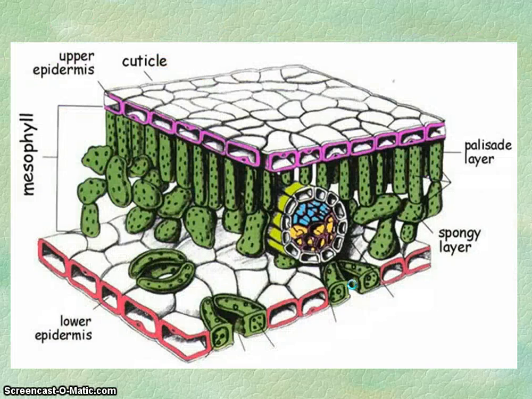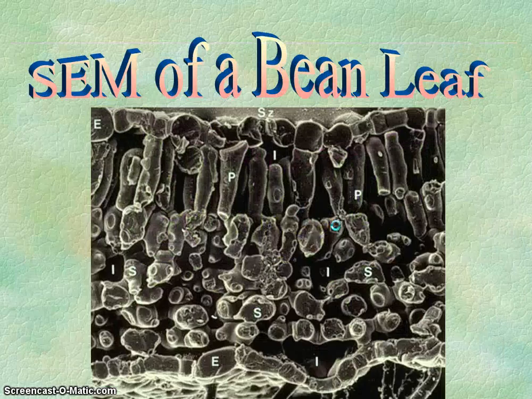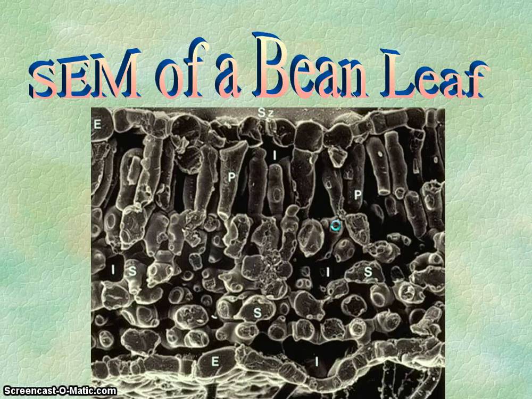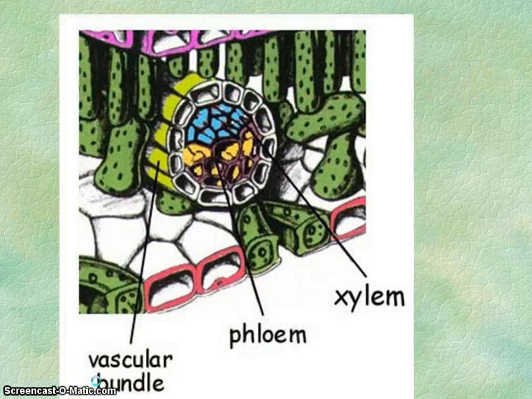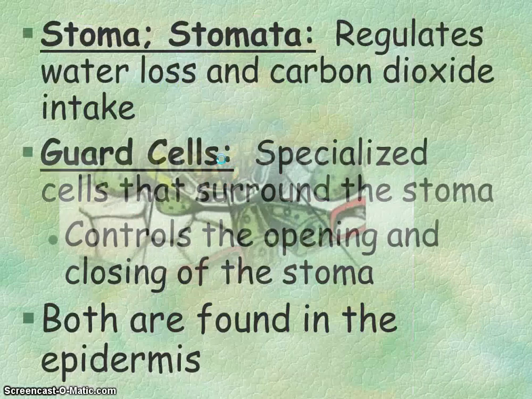Again, this is just showing you where the vein is. This is showing you what a bean leaf would look like. Again, these tall cells are the palisades. This is the spongy layer. You have the epidermis cells, and outside the epidermis is the cuticle, which is that waxy covering. The xylem is going to transport water, and the phloem is transporting food.